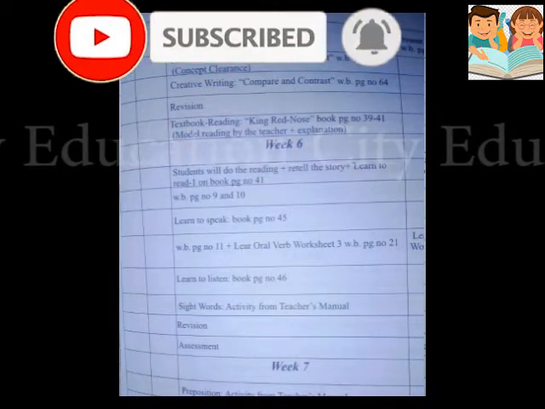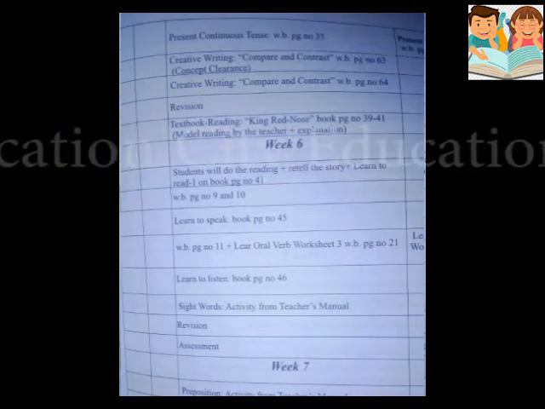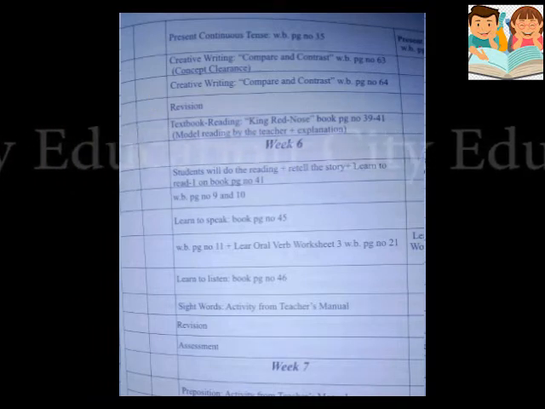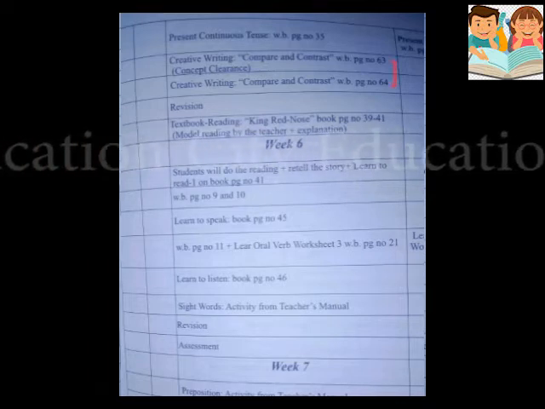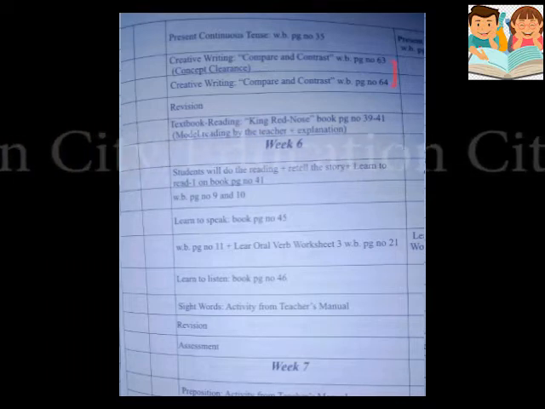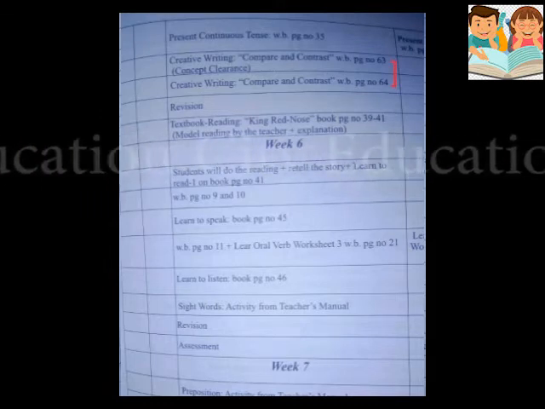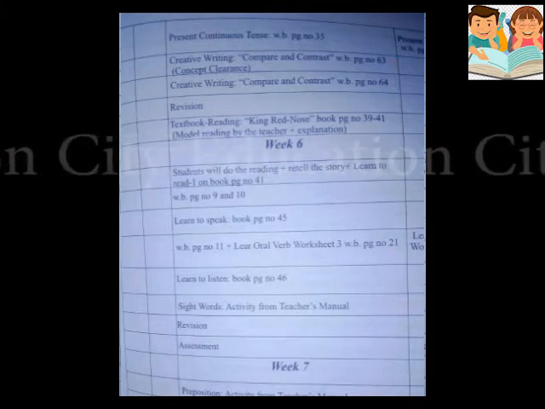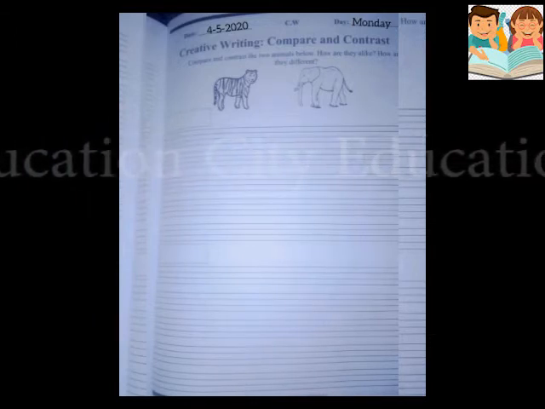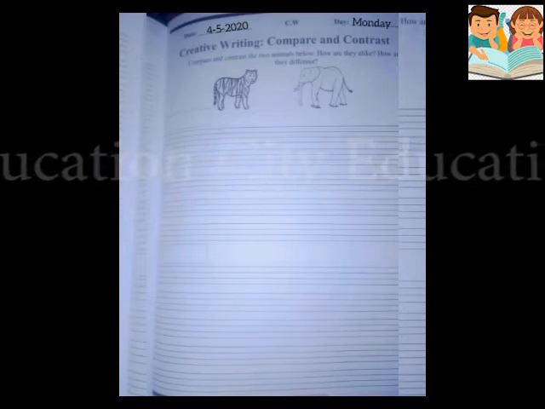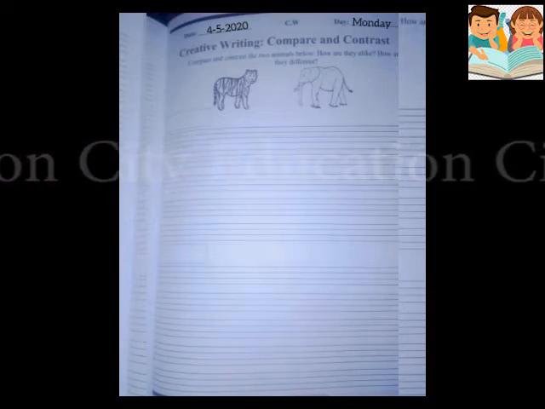Now open your workbook, mention the date and day on your planner. Here is a creative writing compare and contrast we will do today, page number 63 and 64. Okay, so now open page number 63. Mention the date and day firstly. Here is a creative writing compare and contrast. Compare and contrast the two animals below and how they are alike and how they are different. So we have two animals, tiger and elephant. So we will write firstly compare of tiger and elephant.